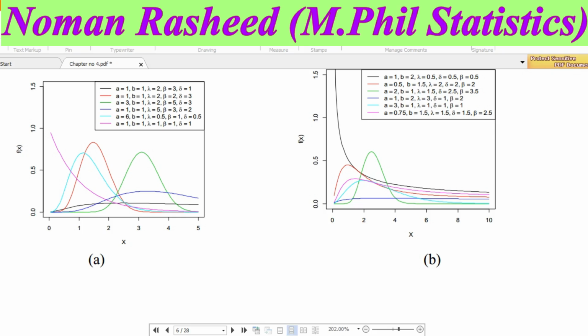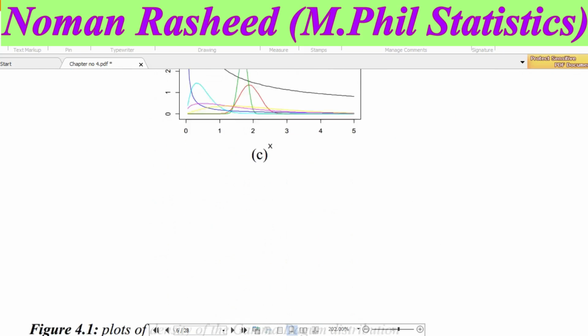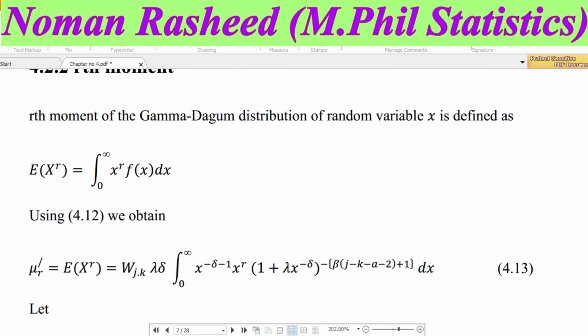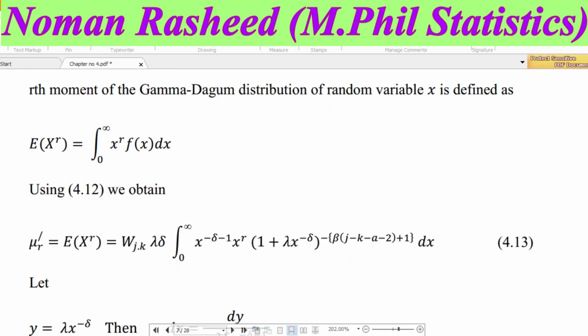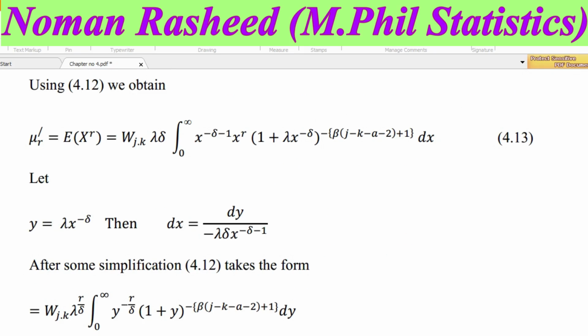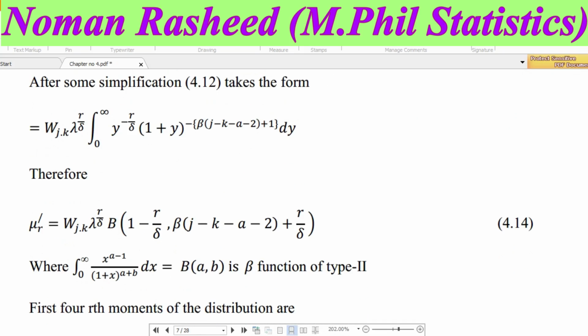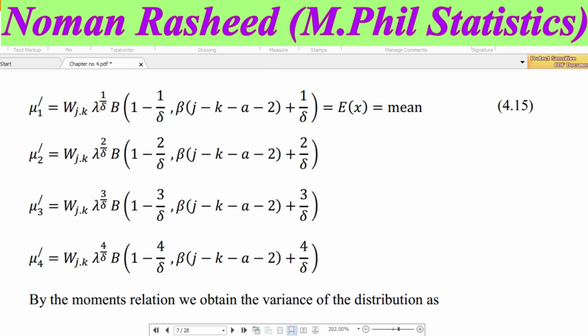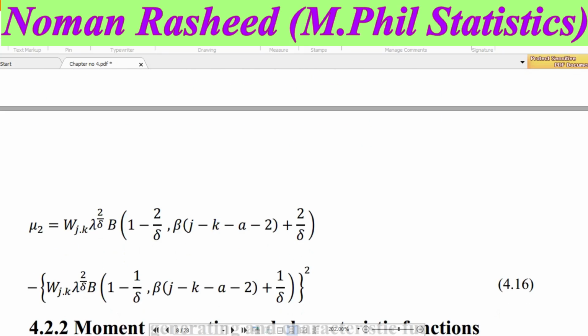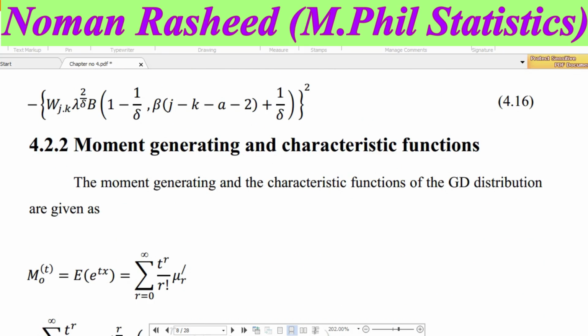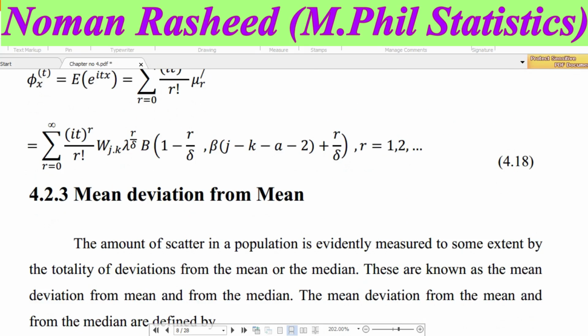Plots of the distributions with the help of different assumed parametric values. The rth moment we can obtain easily with the help of 0 to infinity limits of the Dagum distribution. With the help of this simple transformation we can obtain the rth moment of the distribution for moments 1, 2, 3 and 4. Similarly, the variance in the same way, the moment generating function and the characteristic function are also part of this research.